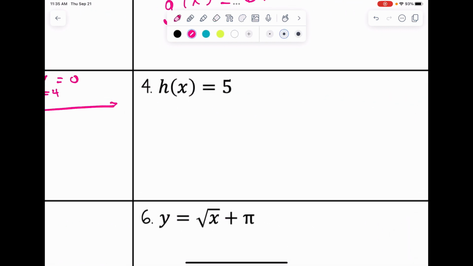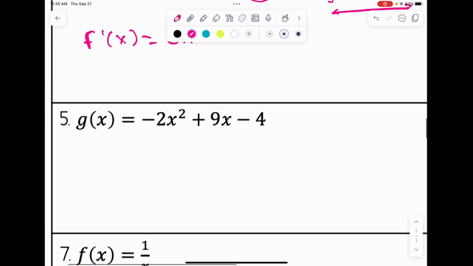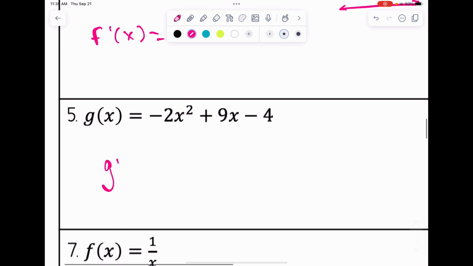And similarly, that brings us to number 4. The derivative of a constant is simply 0. Number 5, I would get negative 4x plus 9.